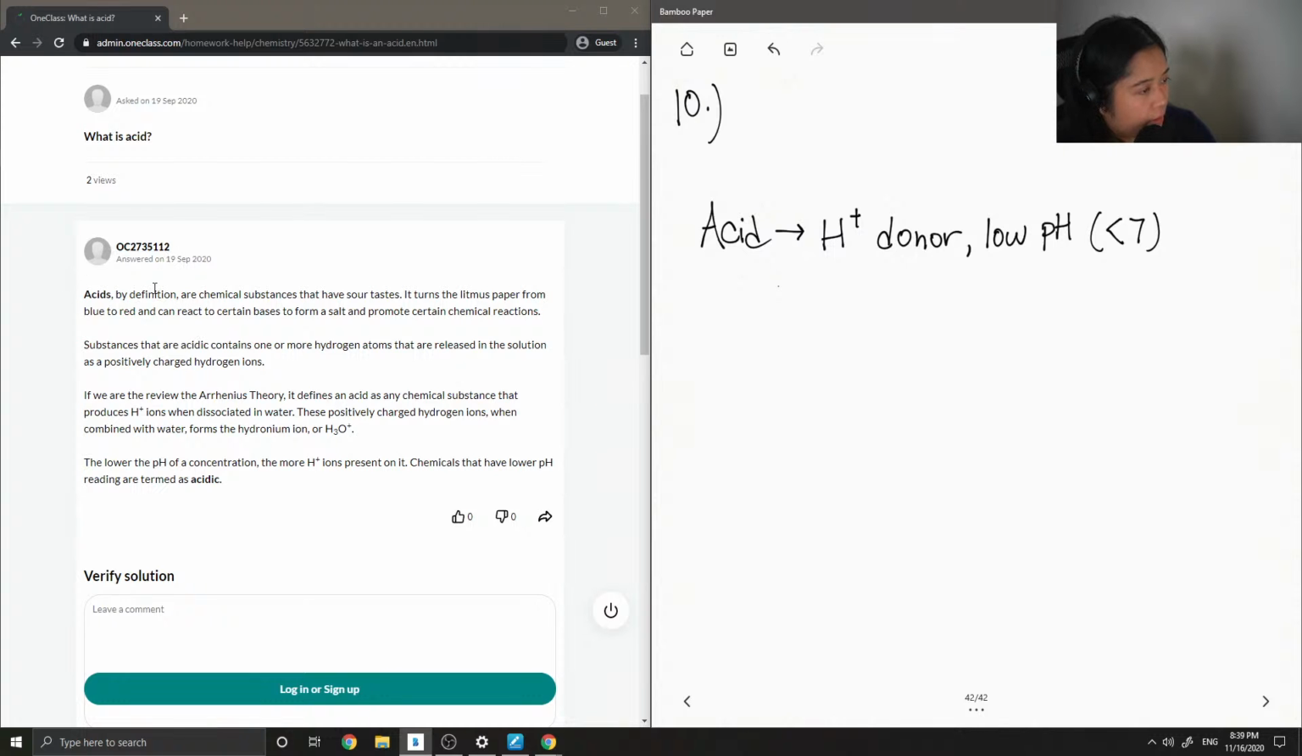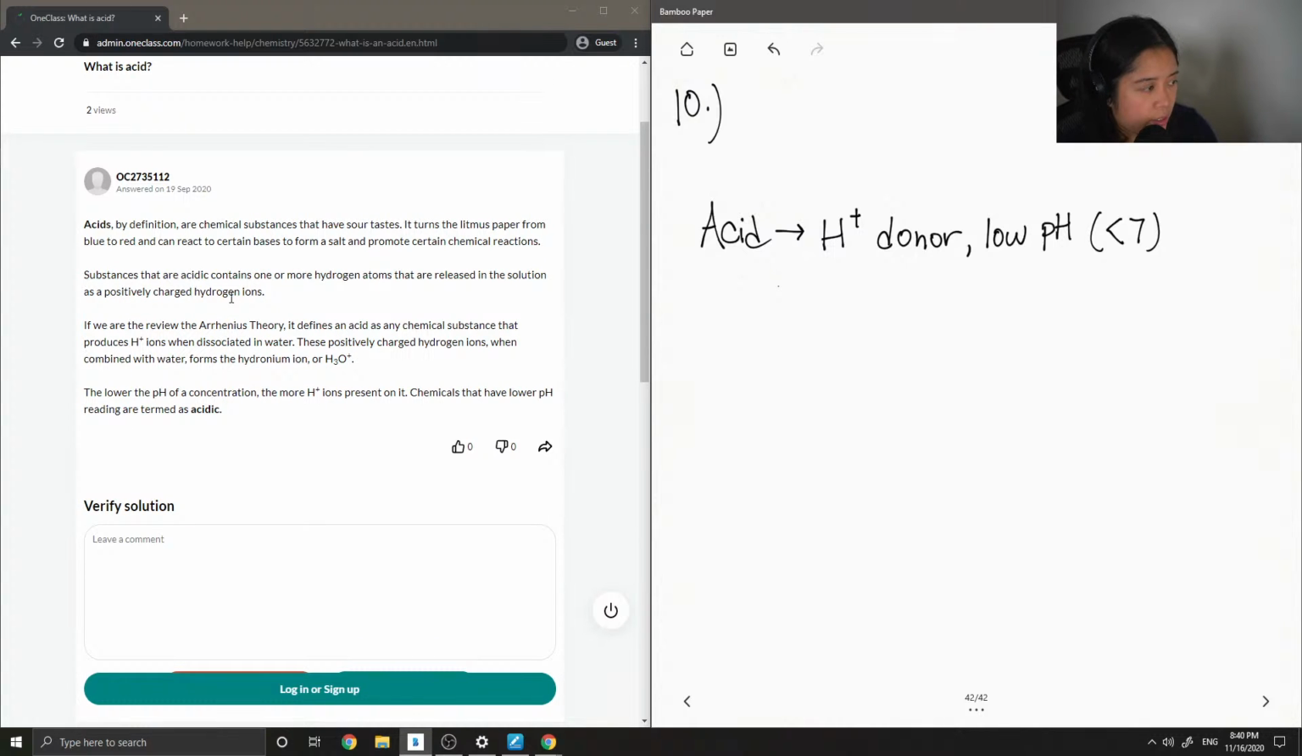Since there's a lot of different definitions you could have for an acid. So acids by definition are chemical substances that have sour tastes. It turns the litmus paper from blue to red and can react to certain bases to form a salt and promote certain chemical reactions. Substances that are acidic contain one or more hydrogen atoms that are released in the solution as a positively charged hydrogen ion.